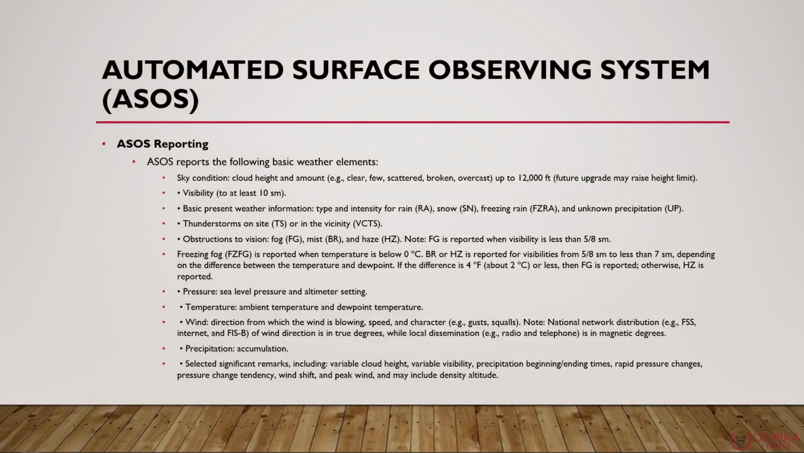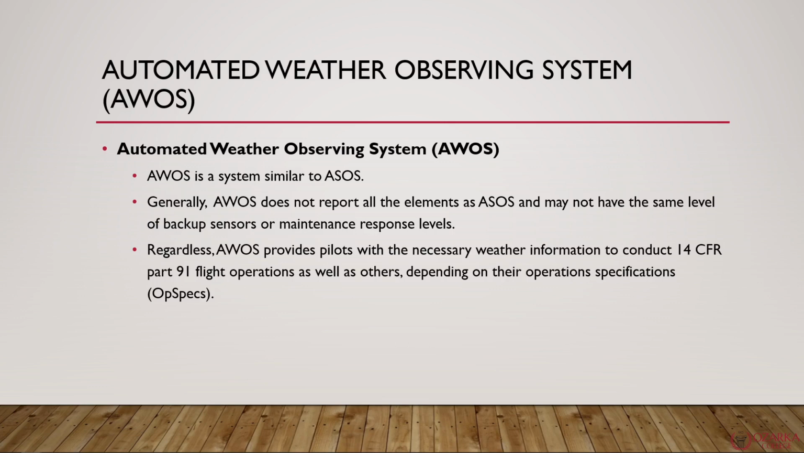All right, now this ASOS will also give you a precipitation accumulation amount, selected significant remarks including variable cloud height, variable visibility, precipitation beginning, ending times, rapid pressure changes, pressure change tendency, wind shift, peak winds, and may include density altitude. And we will have a whole class on all things concerning density altitude, because that's very important.